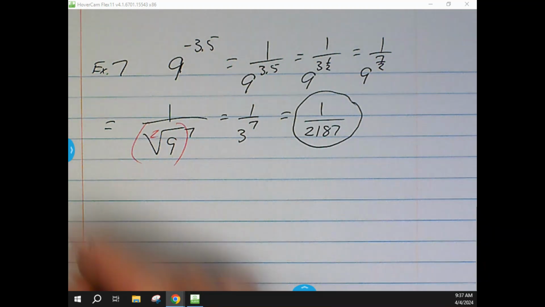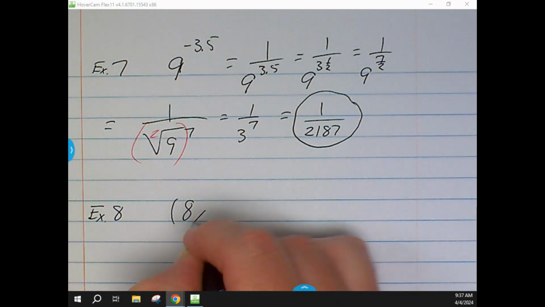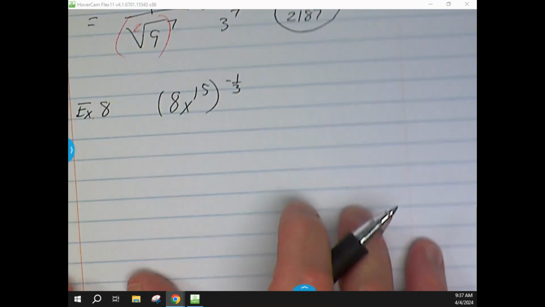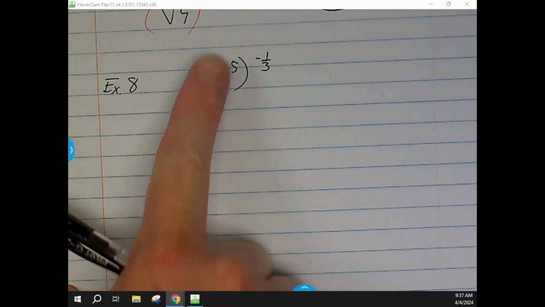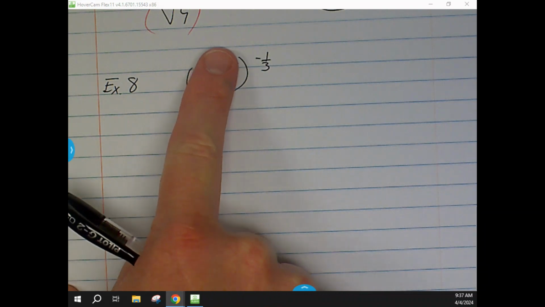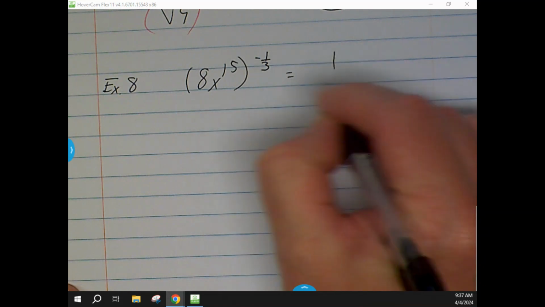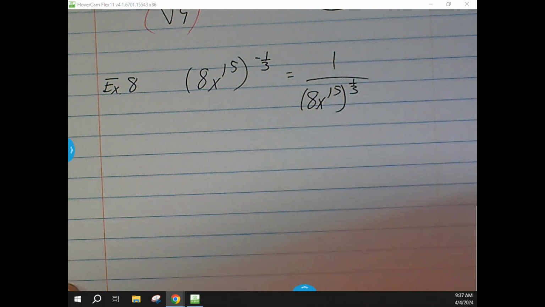All right, so the last two. Here we go. For this one, let's make it 8x to the 15th power, all to the negative 1/3 power. Again, it's the whole thing to the negative 1/3 power. Because the whole thing is to the negative 1/3 power, you can think about that as being 1 over 8x to the 15th, just to the 1/3 power.